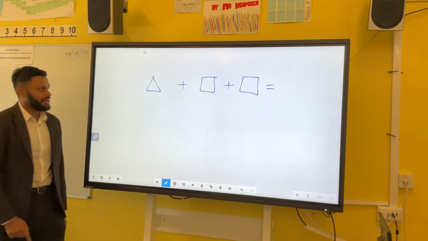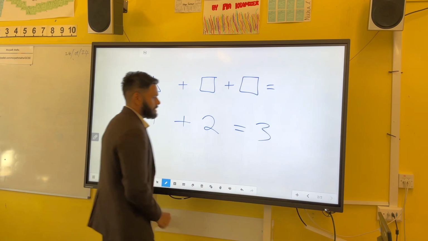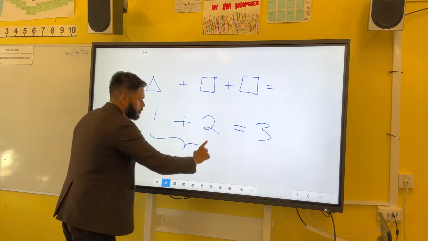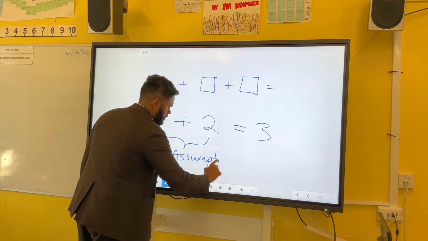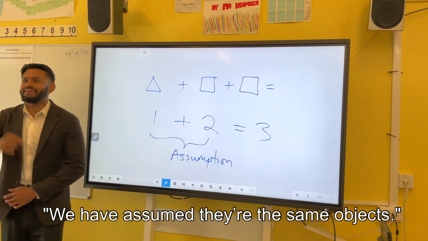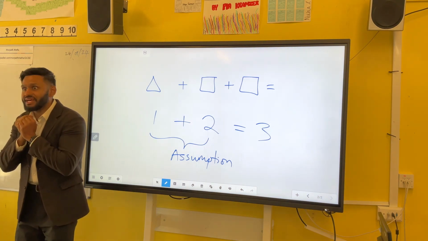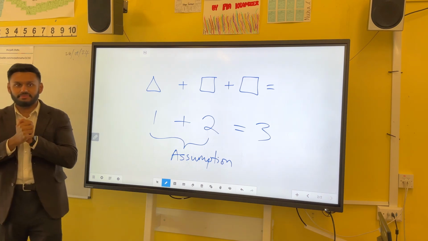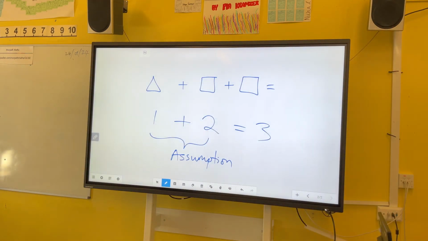So why is it that when I ask you 1 plus 2, you tell me it's 3? What have you assumed here? What is your assumption here? Yes? That's all the same object. Excellent. That is the assumption. And that's what we call an abstraction. Do you understand? Brilliant. Absolutely brilliant. So how is it that our minds are able to do that?